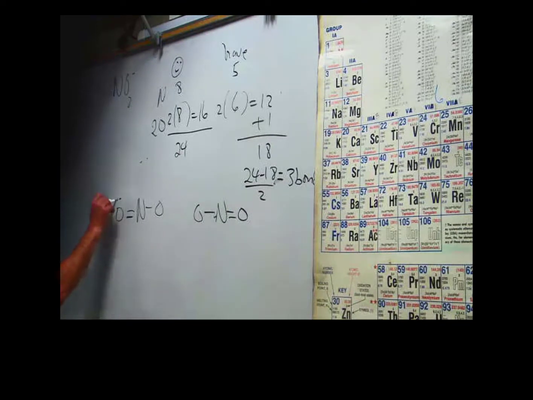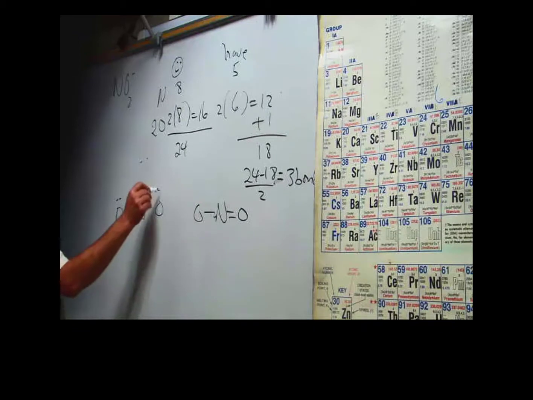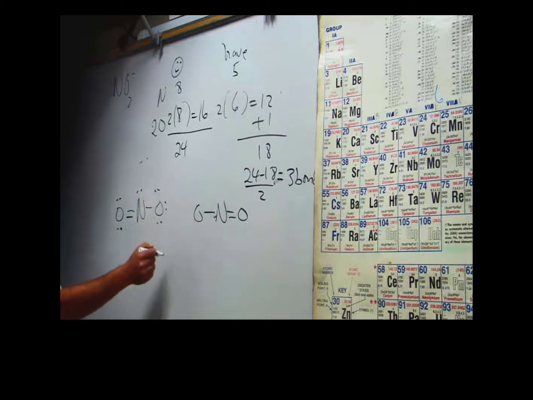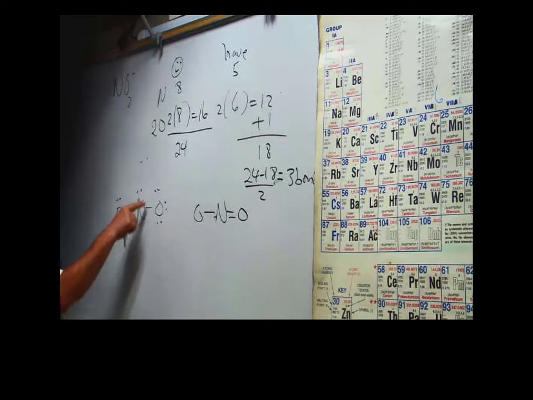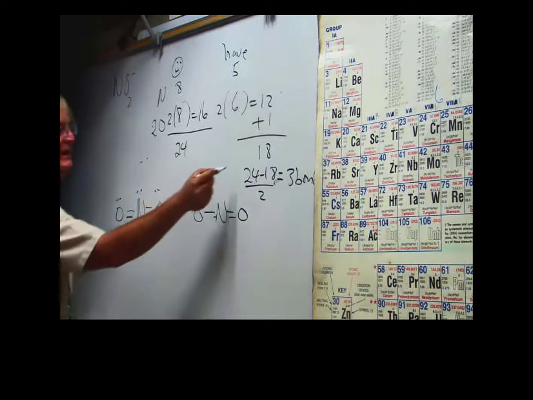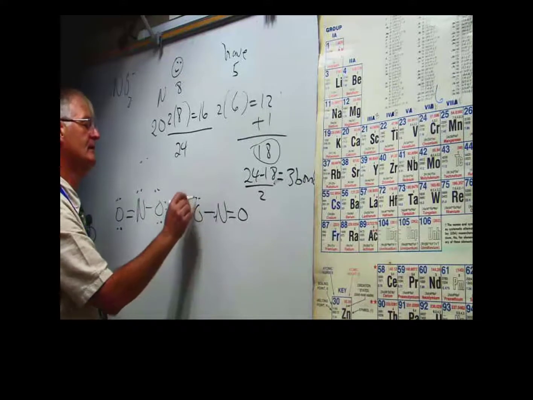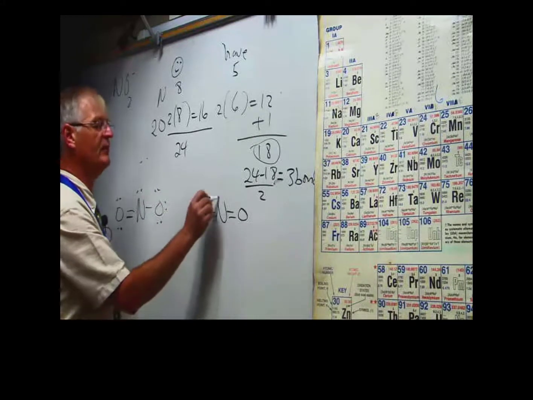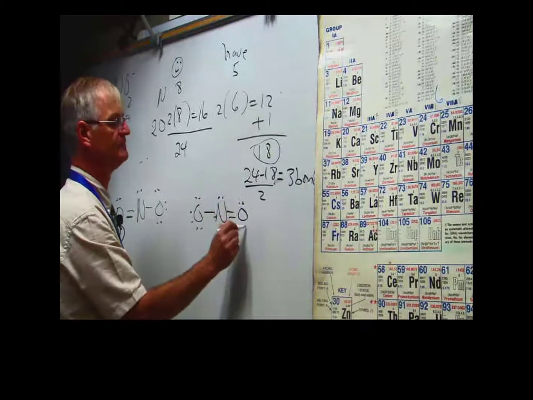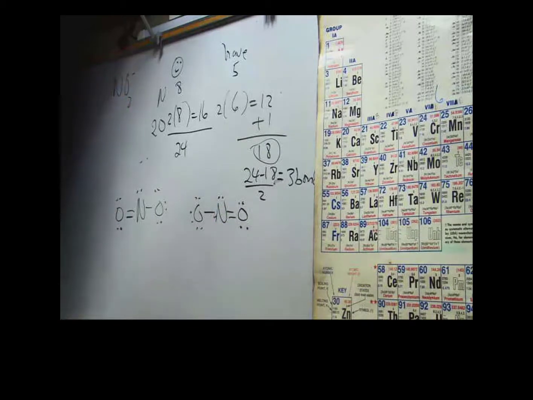Okay, I have to fill in all the dots, right? Nitrogen needs a pair. This oxygen needs 3 pair. That's 2, 4, 6, 8, 10, 12, 14, 16, 18. So I got the right number of dots when I fill it up. So I've put in all my dots.